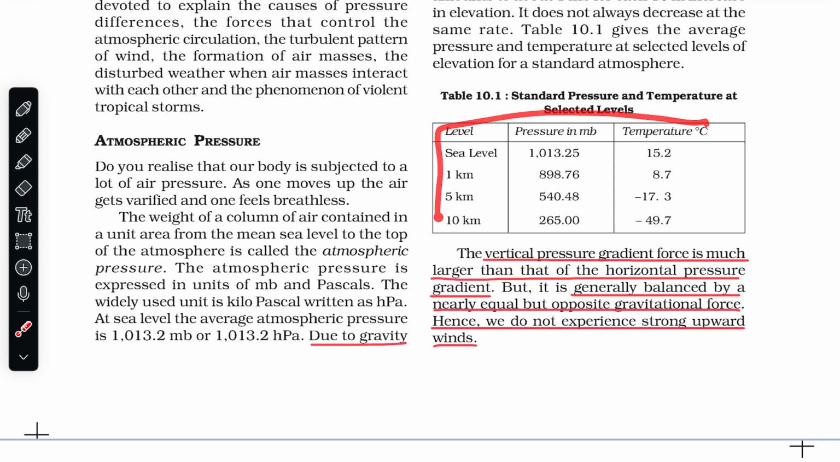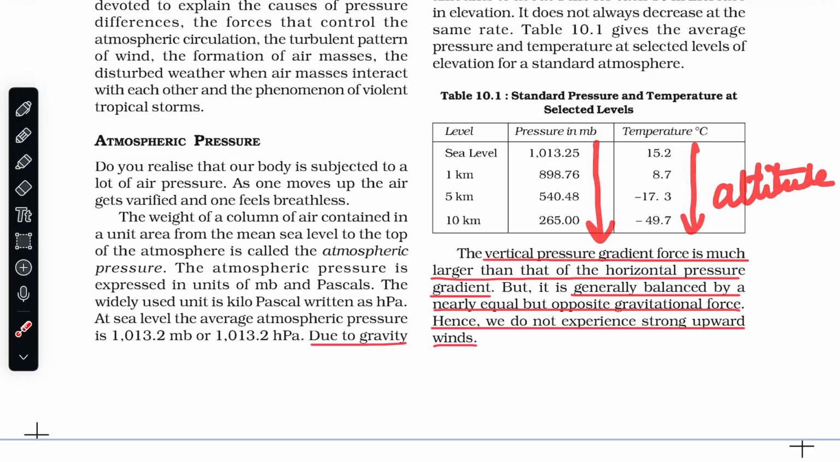So these are the standard pressure and temperature at selected levels. So you could see as we move altitudinally, we move away from the sea level, the temperature decreases as well as the pressure decreases. This is in terms of the altitude.